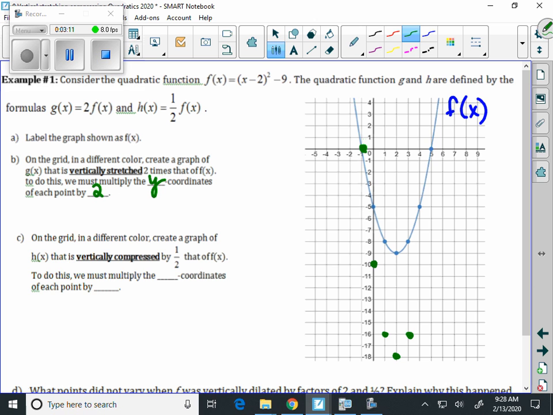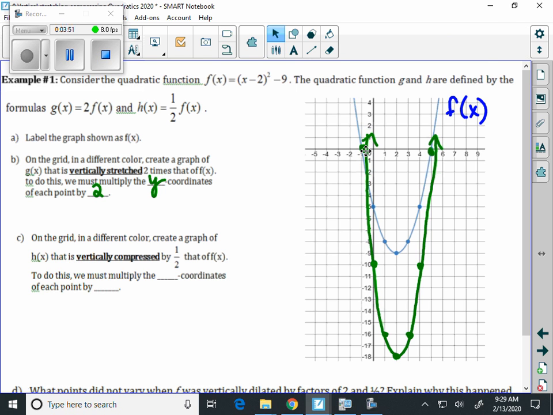Notice I'm not changing the x value. Our next point is (4, negative 5). We're looking at the y value, negative 5 times 2, which is negative 10. And then the last point given on our graph here is (5, 0), and 0 times 2 is 0. What we just did is we vertically stretched this graph. Again, how we did that is we multiplied every y value of the original graph by 2.